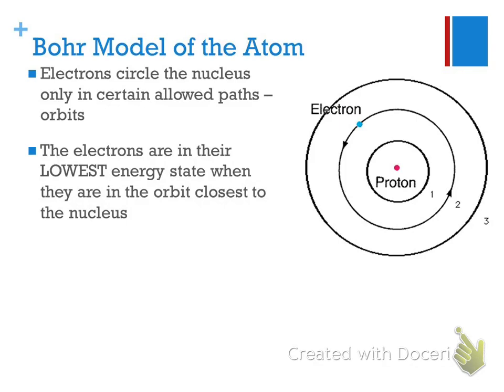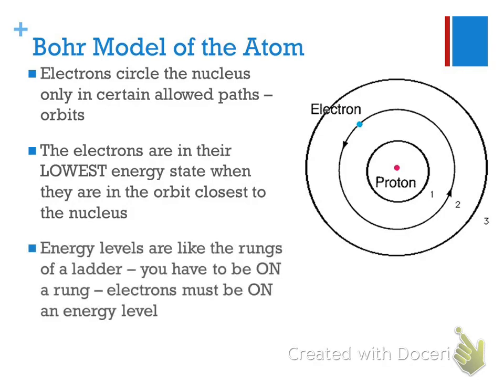So what he said about electrons is that they only circle the nucleus in really strict circular paths. They're at their lowest energy when they're closest, and the energy levels are like rungs on a ladder. So you have to be on an energy level. You cannot be anywhere in between. You have to be on part of the ladder in order to stand on the ladder. You can't float anywhere in between. That's what he said about electrons and their energy levels. Bless you.